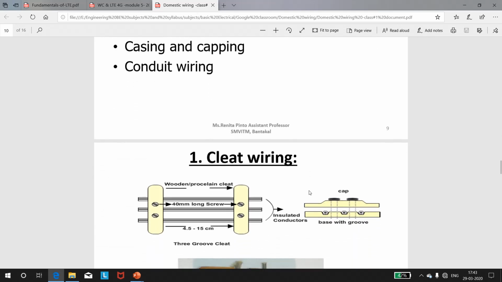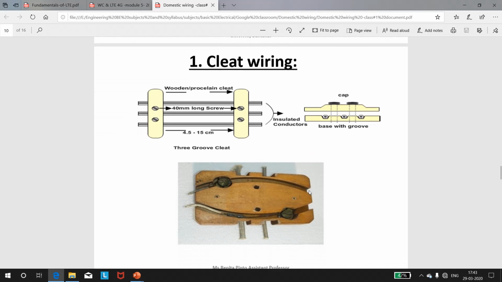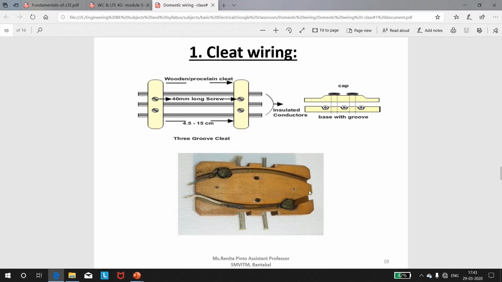First let us go to the cleat wiring. In this type of wiring, insulated conductors are supported on porcelain or wooden cleats. The cleats have two halves. You can see here it has one base and one cap.